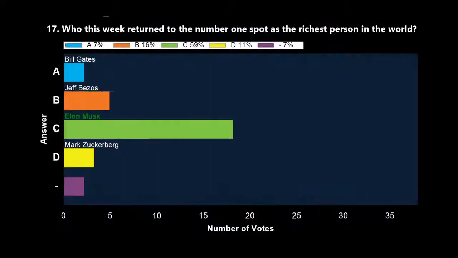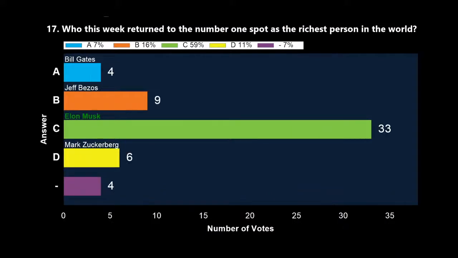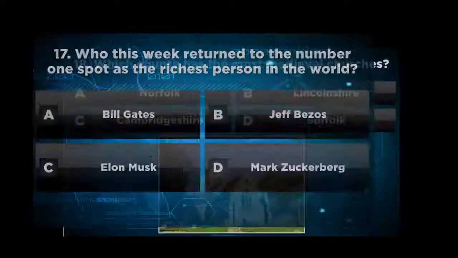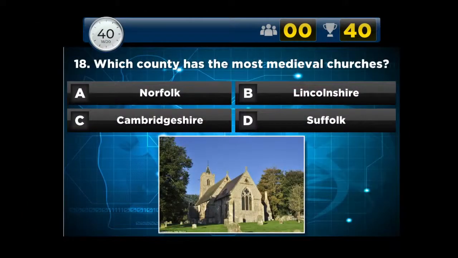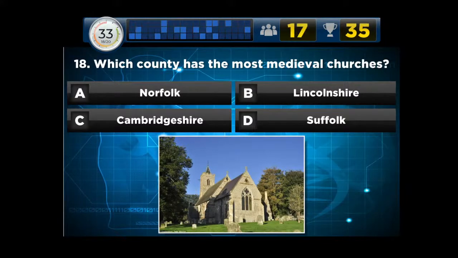Let's take a look. And we see that, yep, more than half getting that right. And thanks, Phil, who confirms that the delay is about only 3 seconds. So that's very encouraging. So most of you getting that right for Elon Musk. Let's take a look now at question 18. Which county has the most medieval churches? Is it Norfolk, Lincolnshire, Cambridgeshire or Suffolk? The county with the most medieval churches: Norfolk, Lincolnshire, Cambridgeshire or Suffolk?